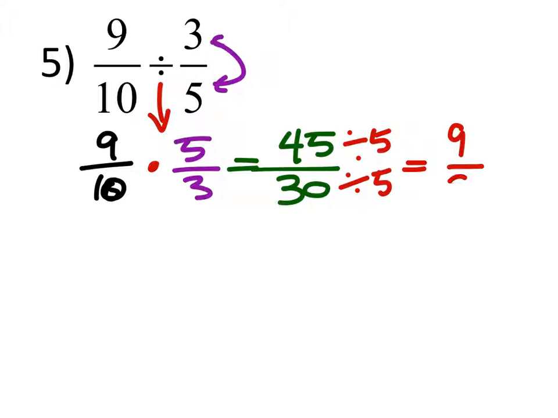And then 10 times 3 is 30. So we saw that these are at least both divisible by 5 to start out with, right? So 45 divided by 5 is 9. 30 divided by 5 is 6. And then we see that 9 and 6 can both be divided by 3. So we end up with 3 halves.